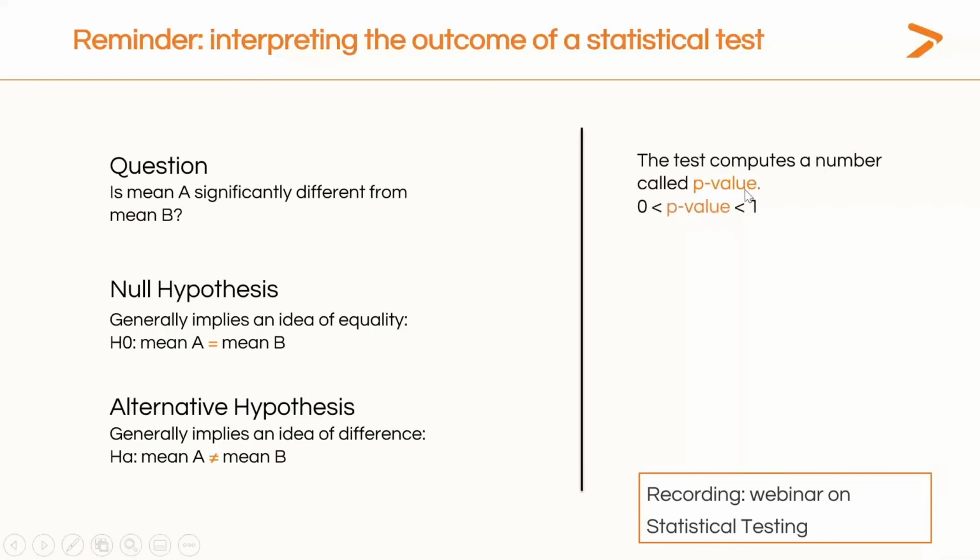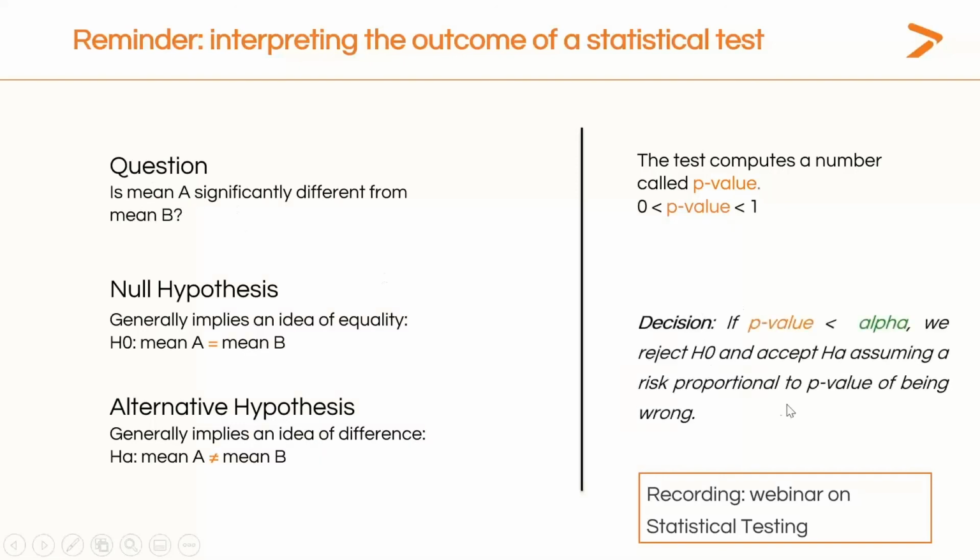Now the statistical test will produce a number called a p-value, which is confined between 0 and 1. And the lower the p-value, the more significant is the effect. The lower the p-value, the more significant is the difference between mean A and mean B. Usually you compare your p-value to a risk threshold alpha, which is often set at 0.05, but you really need to think strategically where to set alpha before running the study. Very often we set it at 0.05. That's not a reason to do it systematically. So if the p-value is lower than alpha, you reject H0 and accept HA, assuming a risk proportional to the p-value of being wrong.